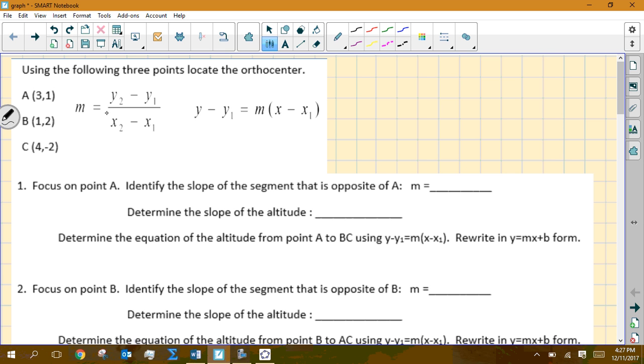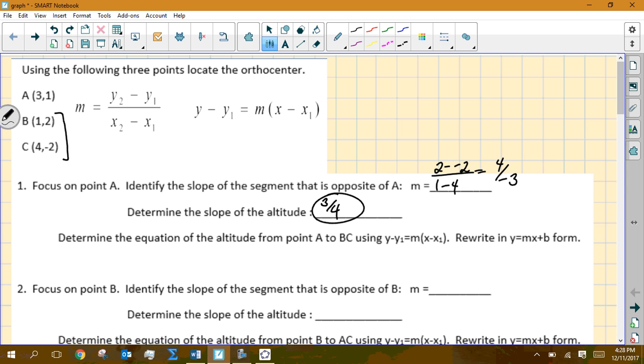I want to find the slope of BC, so I'm going to use these 2 points. I'm just going to do y2 minus y1 over x2 minus x1. So I go 2 minus -2 over 1 minus 4. That gives me 4 over -3. So now the opposite sign reciprocal would be 3 over 4. And that's then the slope of the black line in GeoGebra that I was showing you. That's the slope of the altitude.